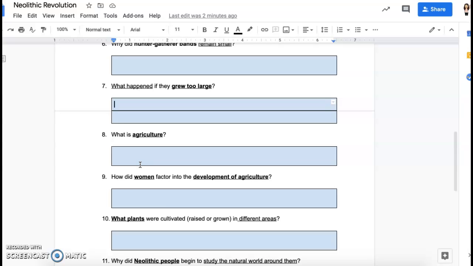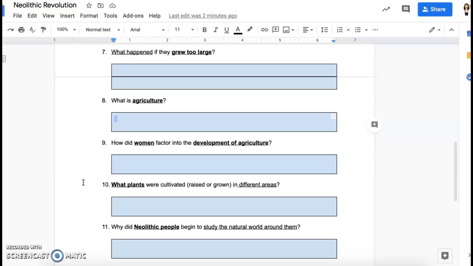Number 8, what is agriculture? And type your answer in the box here. Number 9, how did women factor into the development of agriculture? And type your answer in the box here.